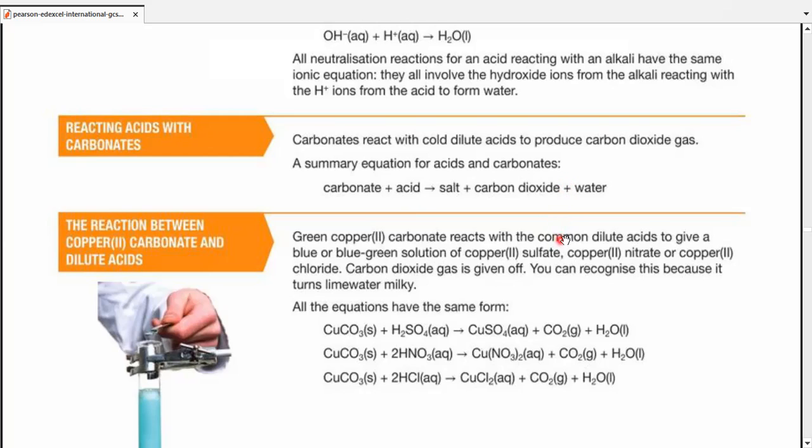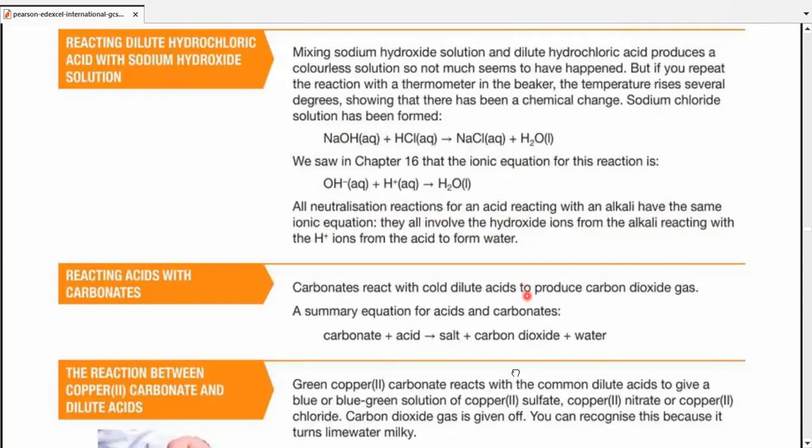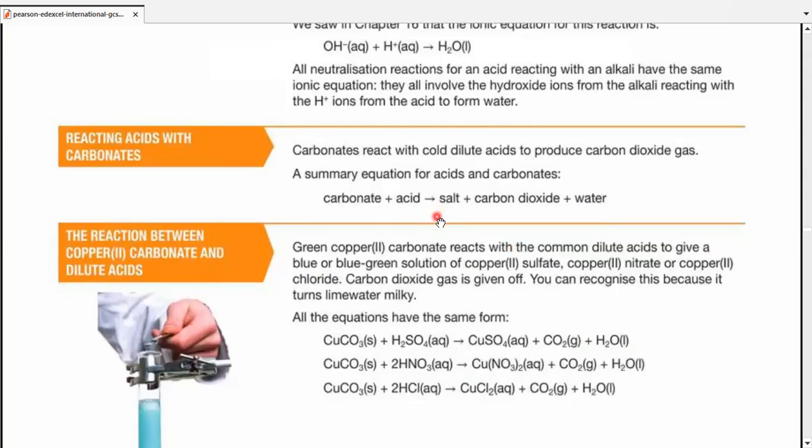The first category of reactions was metals and acids producing salt and hydrogen. The second category was acids and alkalis, or acids and bases, producing salt and water. So this is supposed to be the third category. A carbonate and an acid produce salt and water, plus it produces the carbon dioxide gas.